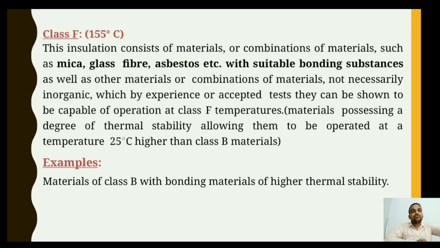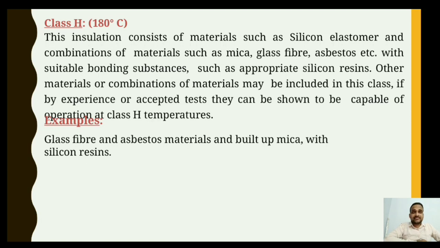Okay, and the next one is class H, and the temperature range is up to 180 degrees Celsius. In class H, the insulation consists of materials such as silicon, elastomer and combinations of materials such as mica, glass fiber, asbestos, etc. with suitable bonding substances. Again, several enhancements have been done with respect to the insulating material. As we are moving forward, you are seeing that the withstanding temperature capacity of the insulating material is also increased.